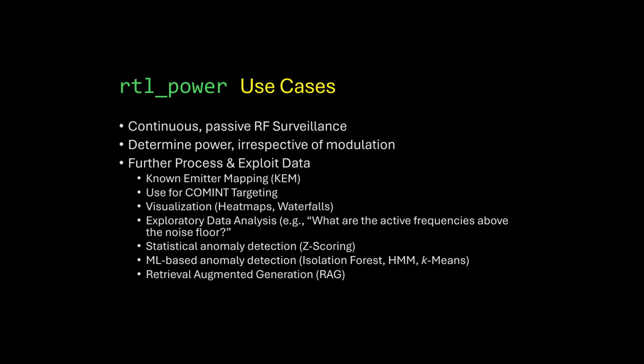Besides the surveillance part, you're going to be able to determine power of emitters irrespective of the modulation. So it doesn't matter if it's a radar system, if it's spread spectrum, upper sideband, lower sideband, narrowband FM, FM, AM, whatever. Besides that, you're going to actually want to save out that CSV file or pipe out the standard output into cut, awk, grep, other Linux command line utilities to use. And you can do everything from making a known emitter mapping.